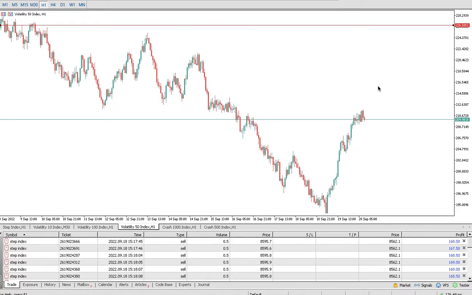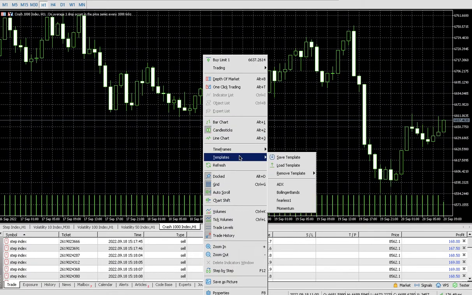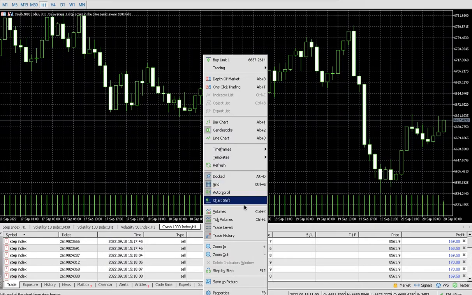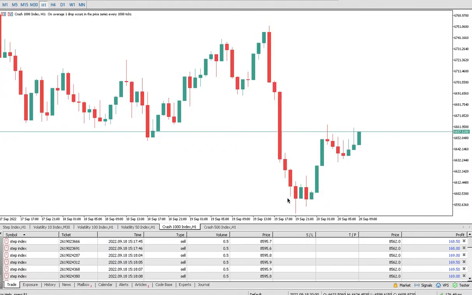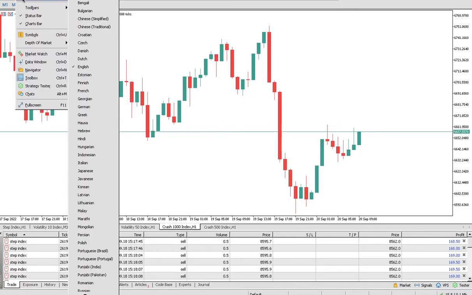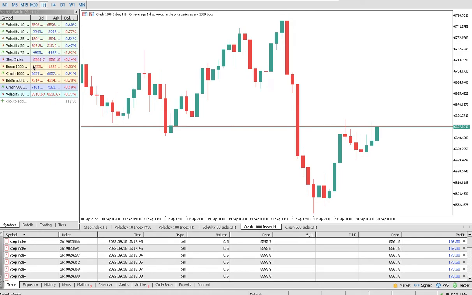Okay, so this method, it prints all the time. Let me show you if it even works on Boom and Crash. I think I took it on Boom 1000. Just hold on. I took a trade yesterday on Boom 1000 following this same method. Let us go to Boom 1000 first. Here is the market watch. Let me show you something.